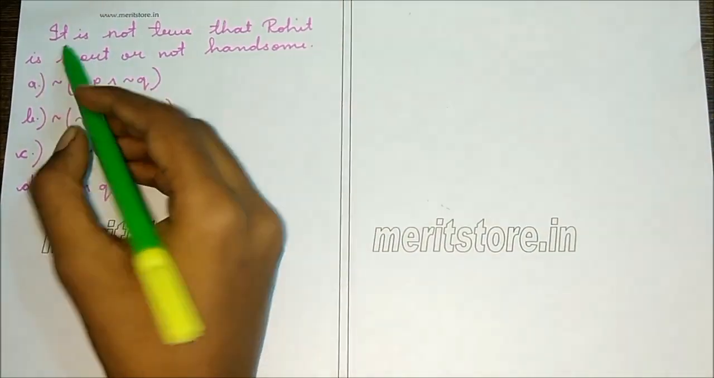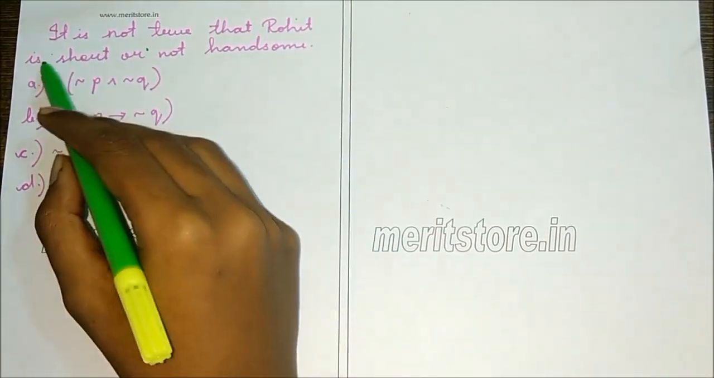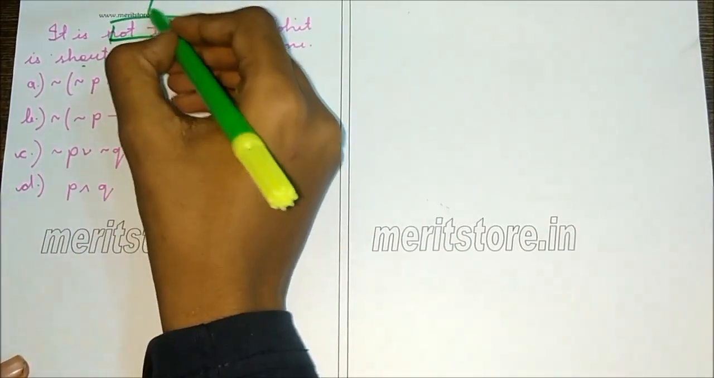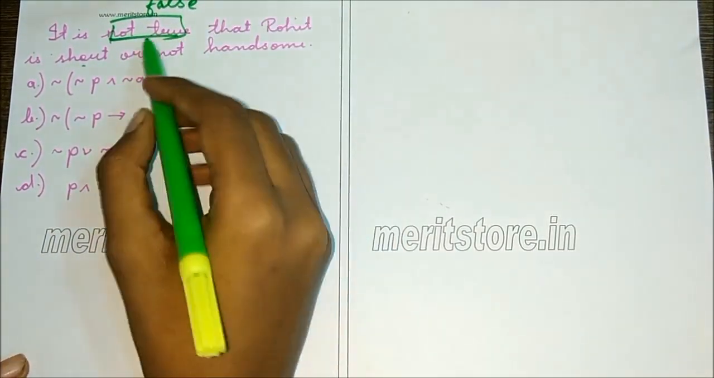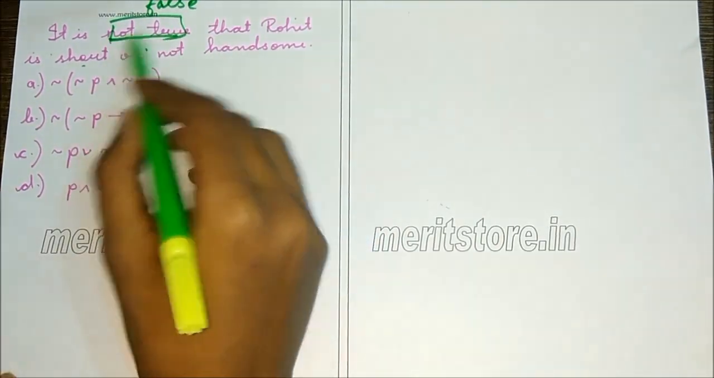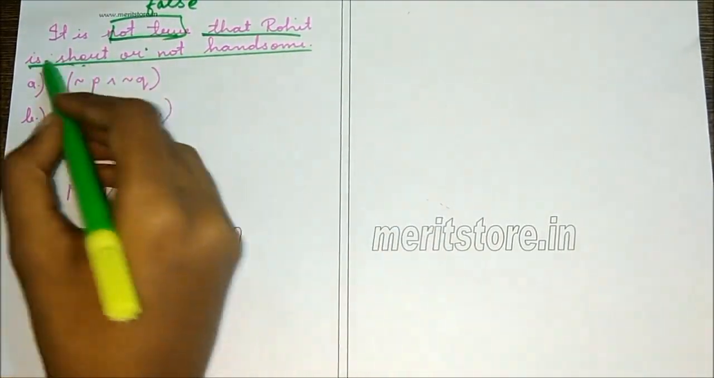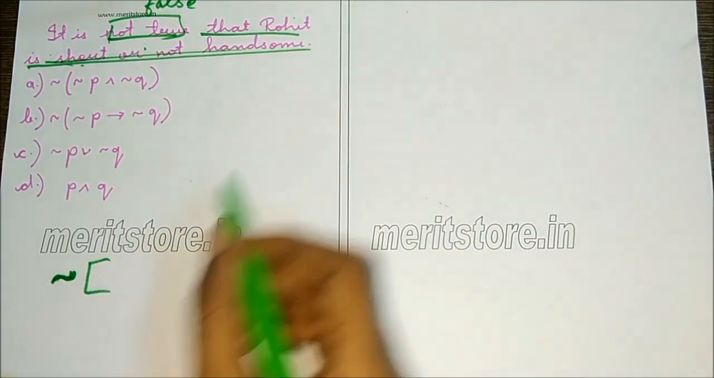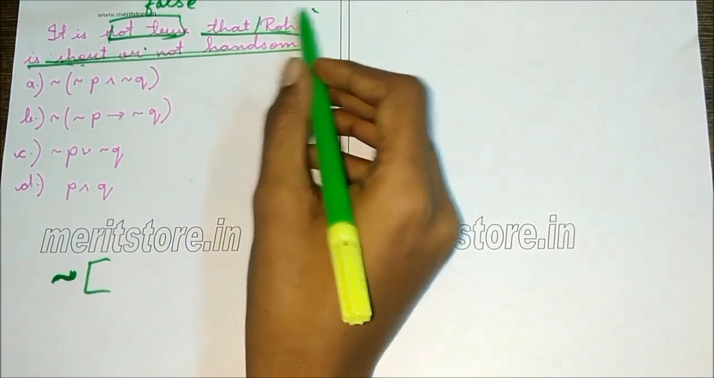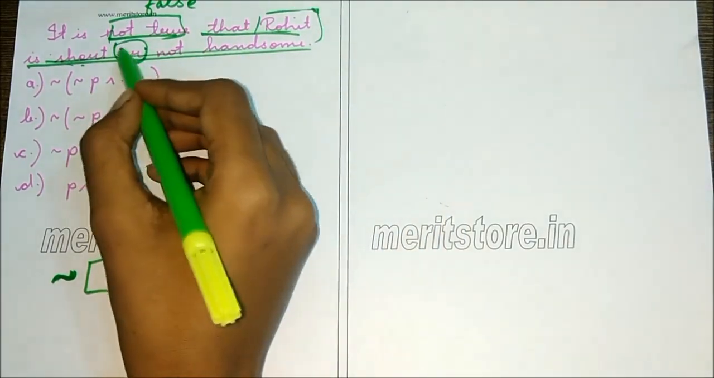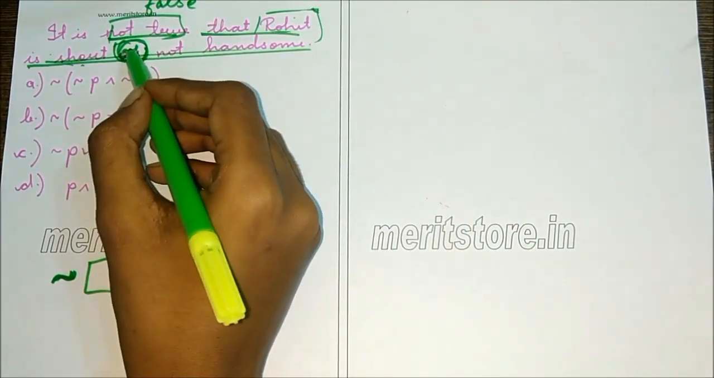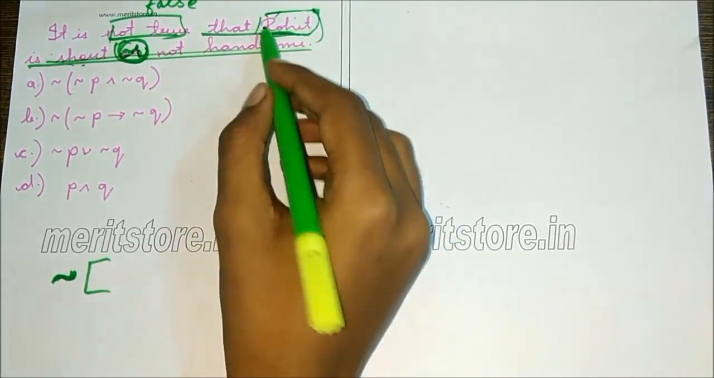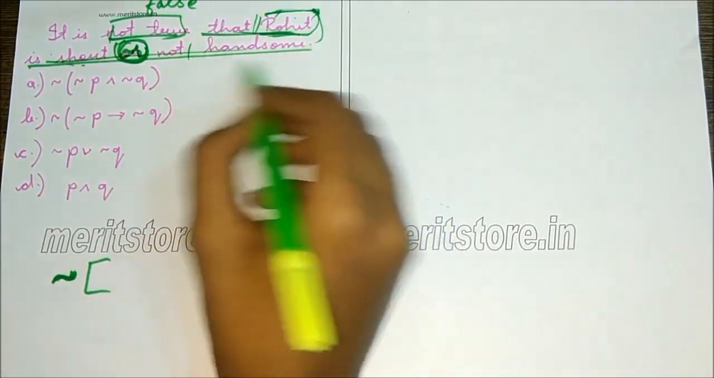The next statement is, it is not true that Rohit is short or not handsome. Not true can be written as false. This is similar to the previous sum. It is denying the statement which is mentioned here, so we start with a negation and a bracket. Now this is made up of two sentences with a conjunction, that is or. This is the statement related to P and this is the statement related to Q.